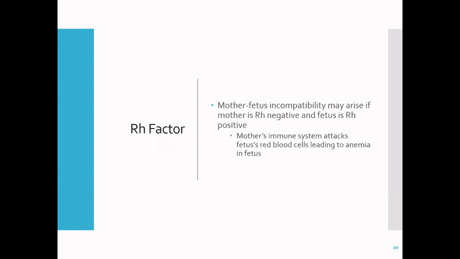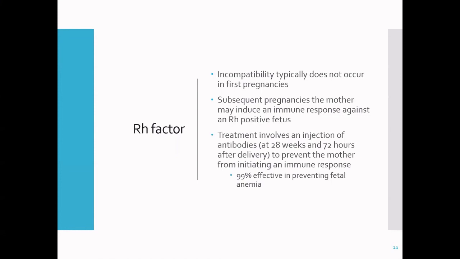What this basically means is if you have a mother who is Rh negative and a fetus that is Rh positive, you can have incompatibility, and the mother's immune system may attack that fetus's red blood cells. Incompatibility typically doesn't occur in the first pregnancies because the immune response isn't there, but subsequent pregnancies may have an immune response. Treatment involves an injection of antibodies at 28 weeks and 72 hours after delivery to prevent the mother from initiating an immune response. It is 99% effective in preventing fetal anemia.